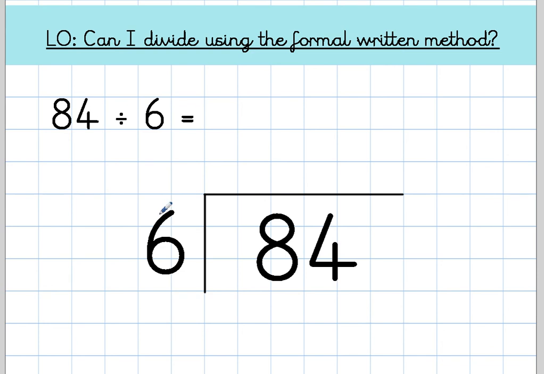84 divided by 6. Step 1, how many 6s are there in 8? There is 1 with 2 left over. Then, how many 6s are there in 24? So we need to think of our 6 times tables. 6, 12, 18, 24, which means that we put a 4 there, because 6 times 4 is 24.